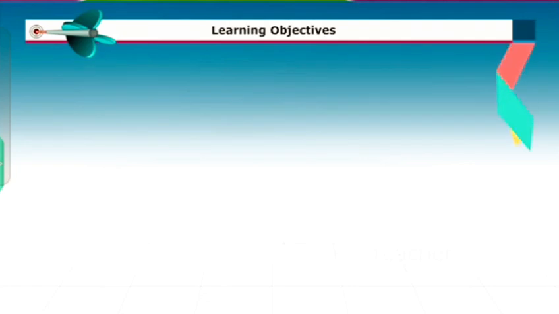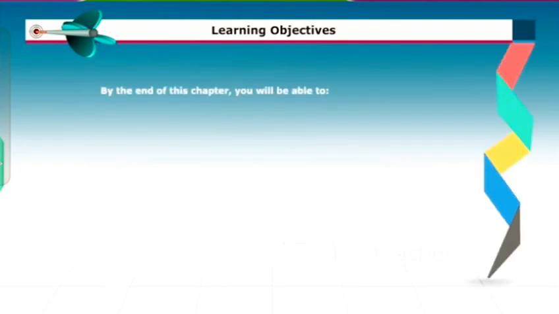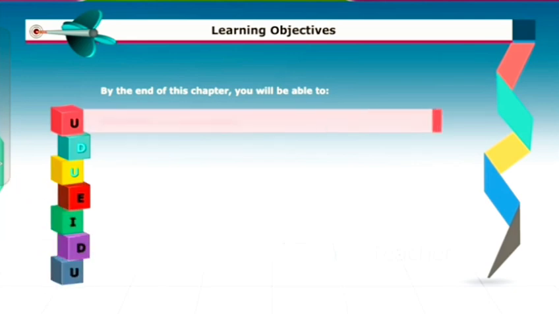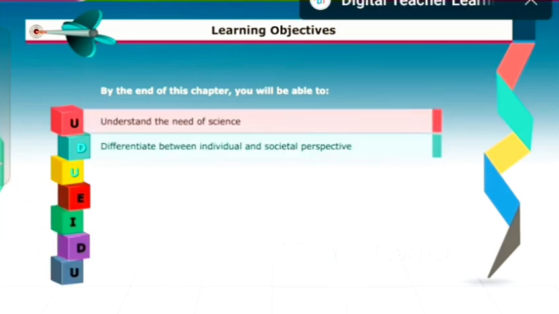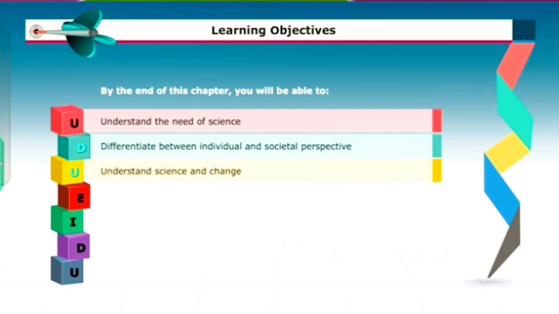Learning objectives. By the end of this chapter, you will be able to understand the need of science, differentiate between individual and societal perspective, understand science and change, and explain the scientific methods.